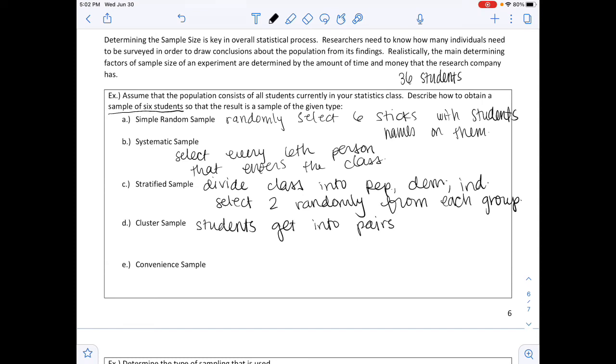And so everyone has a partner that they're working with. So we can easily do that in class. And our 36 students, that works out really great. So we have groups of 2. And since I need 6 students, I'm going to select 3 pairs. So students get into pairs, and we are going to randomly select 3 groups of pairs.